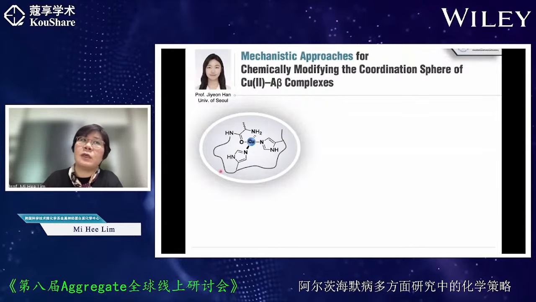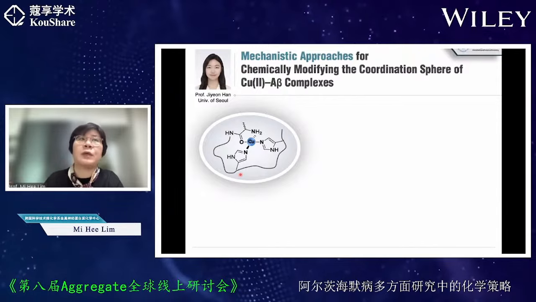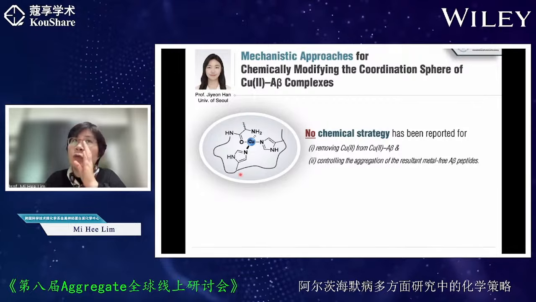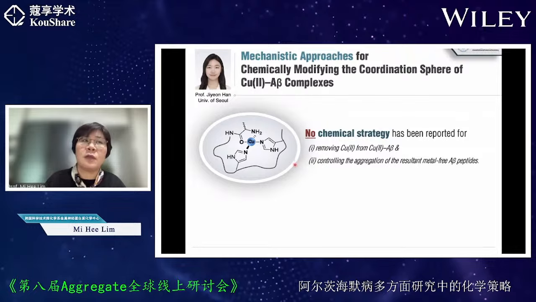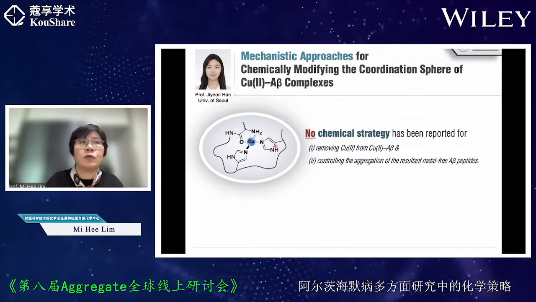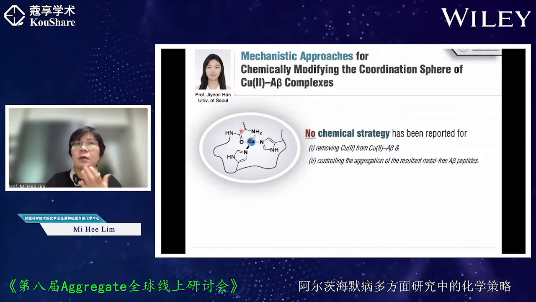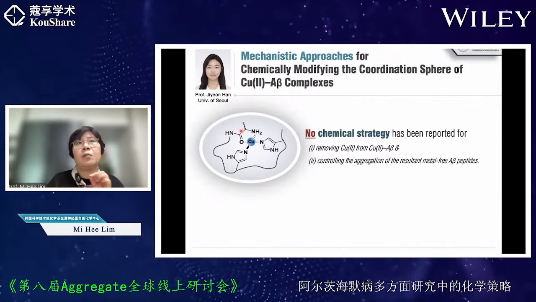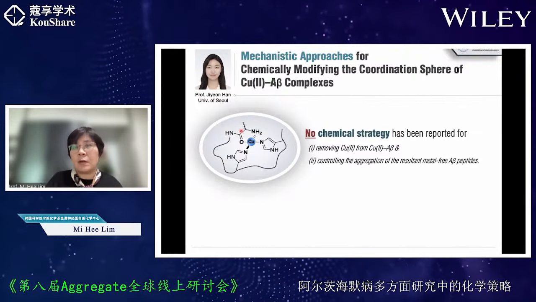But when you look at this copper A-beta space, how can we control copper A-beta specifically? At that time, we didn't find any chemical strategy, so she looked into a more mechanistic approach. She was thinking about the copper A-beta monomeric complex. You can see here two histidines and some N-terminus residue were involved. So she wondered, can we directly modify the metal binding site? Then maybe we can control the copper coordination as well as the A-beta aggregation.